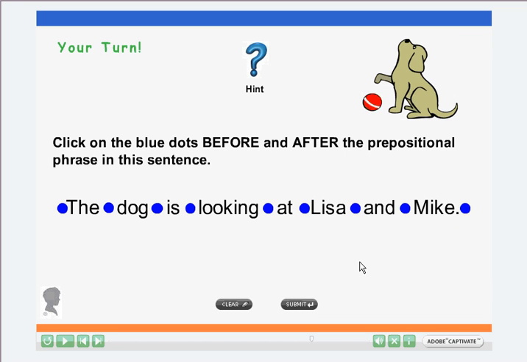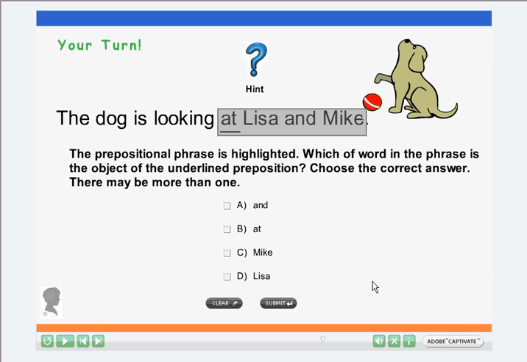Now try one last sentence. The dog is looking at Lisa and Mike. Click on the blue dots before and after the prepositional phrase. The underlined preposition is at, and the entire prepositional phrase is at Lisa and Mike. Which word is the object of the preposition? Choose the correct answer or answers.